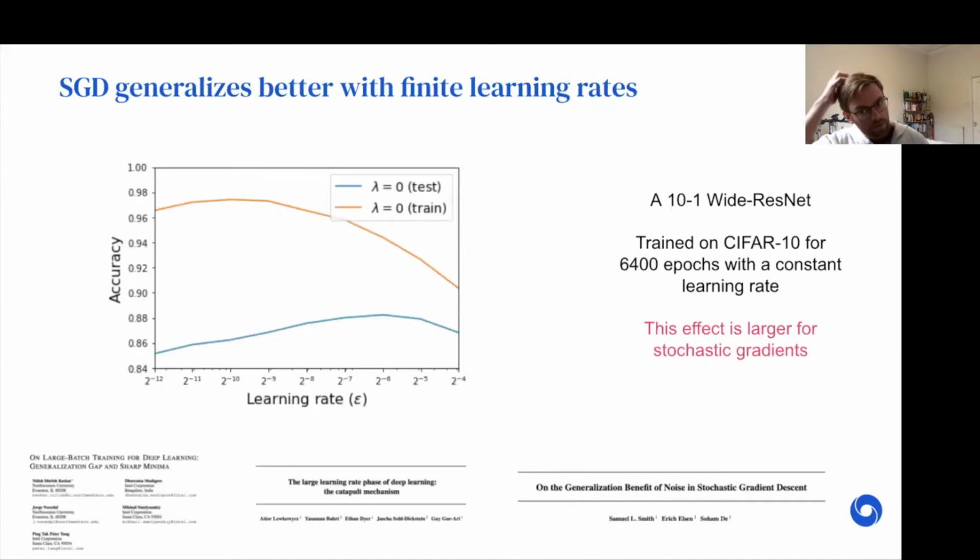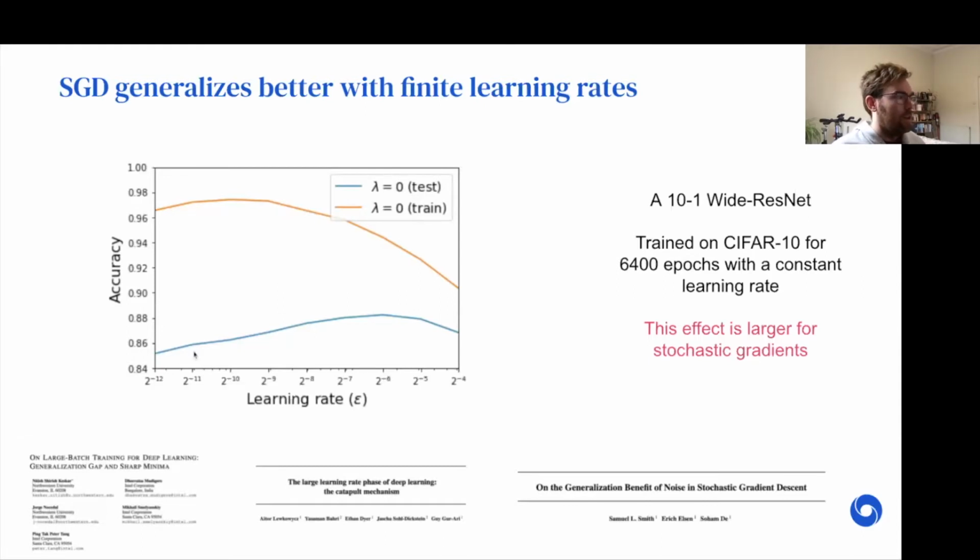The key mystery that we'd like to be able to understand is, why does SGD generalize better when we use finite learning rates? This is not a novel observation. This has been seen by many previous authors. But I'm just showing you a simple example of this phenomenon in this figure on the left. I'm training a wide ResNet on CIFAR10 with a constant learning rate. And the orange curve shows you the accuracy achieved on the training set for a range of learning rates.